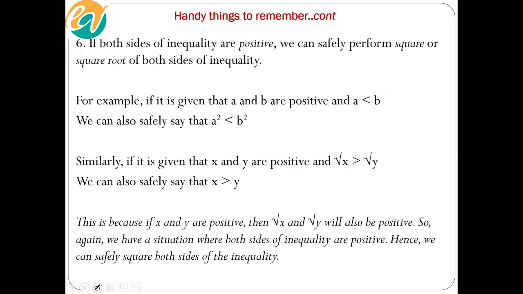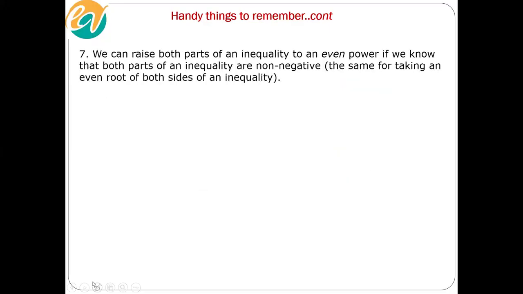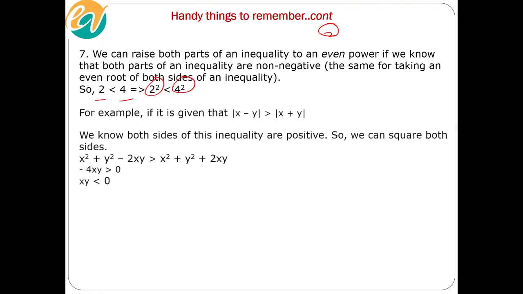Okay, so this is a continuation of what we discussed on the last slide, that we can raise both parts of an inequality to an even power. Even power means what? Square, fourth power, and so on. If we know both sides of inequality are non-negative. So yeah, for example, we know that both sides of inequality are non-negative. Since we know both sides are non-negative, we can square both the sides. Now, this is a very important application of this concept. Suppose it is given that absolute value of x minus y is greater than absolute value of x plus y.